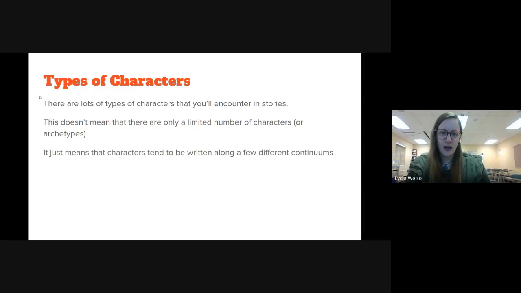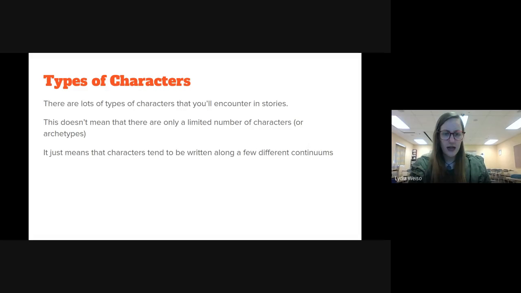So there are lots of types of characters that you'll encounter in stories. A lot of times we have a tendency to reduce characters to character archetypes. And there are a lot of archetypes that show up again and again, right? The wise old man, the young hero in the coming of age story, the scary temptress character. There are a lot of character archetypes.